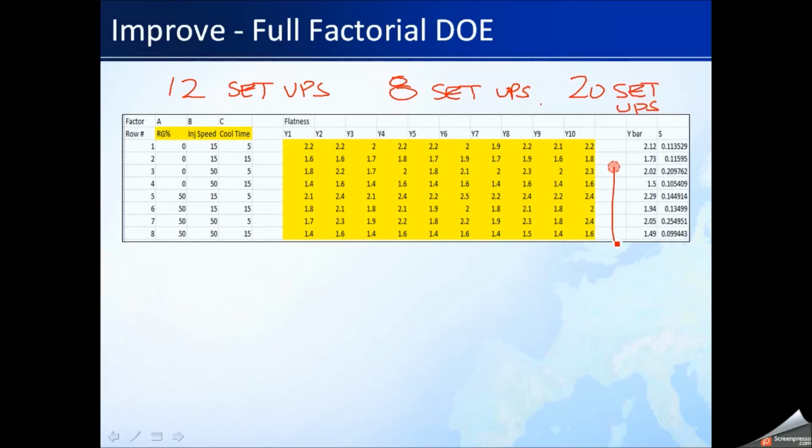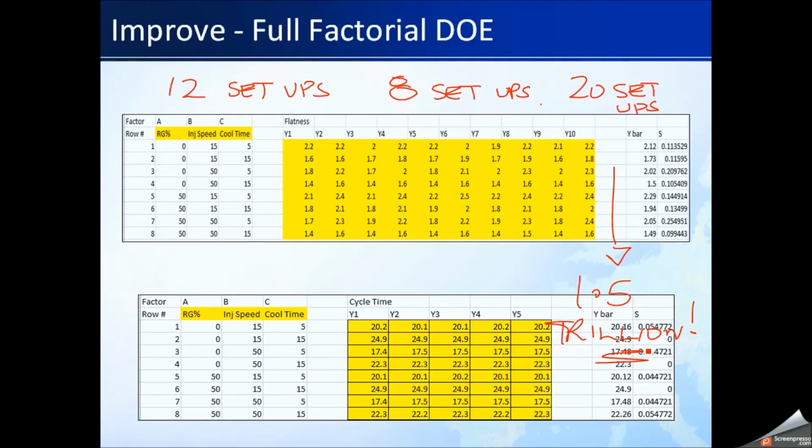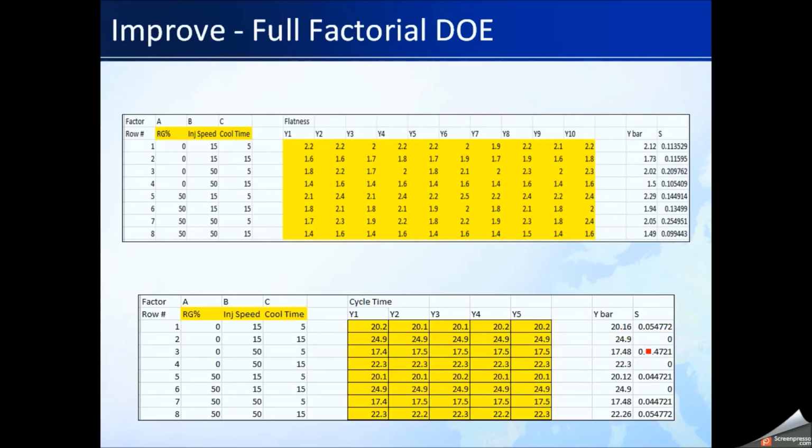And from those 20, we're going to pick best settings from the 1.5 trillion that we had out there. This is a super efficient way of doing this. Cycle time and flatness. So again, we're collecting both of those, and again, we're looking for the sweet spot.